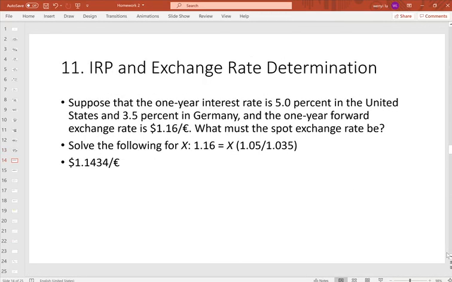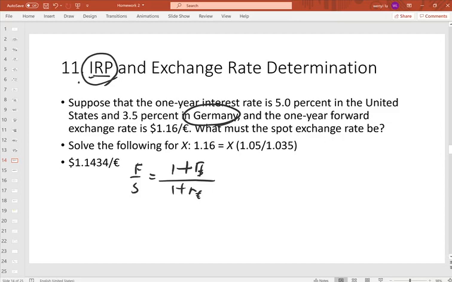Okay, next one, still the interest rate parity. If you see any question about interest rate parity, I suggest you write down the formula first. The formula is the forward rate over spot rate equals 1 plus R in the domestic country, so in the US, the dollar rate, over 1 plus R in Germany, where we use the euro interest rate.